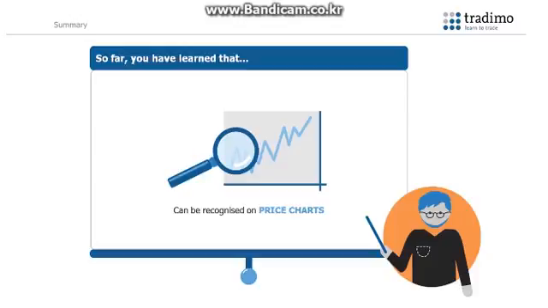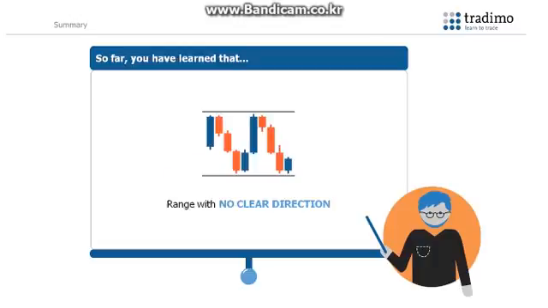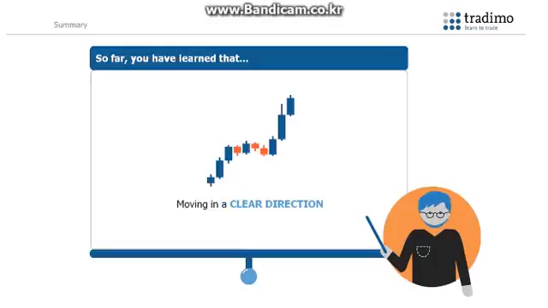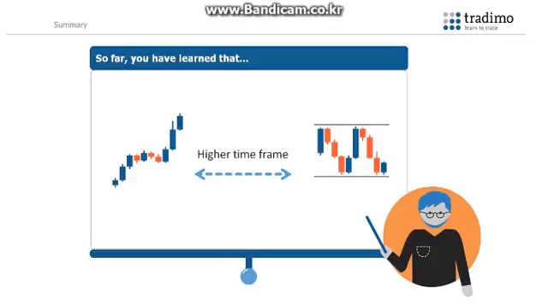Highly active and liquid markets can be recognized on price charts. A low liquidity market environment can be recognized when prices enter a range with no clear direction. A highly liquid market can be recognized when candles have large bodies and are moving in a clear direction on a chart. The market direction should be determined using a higher time frame.